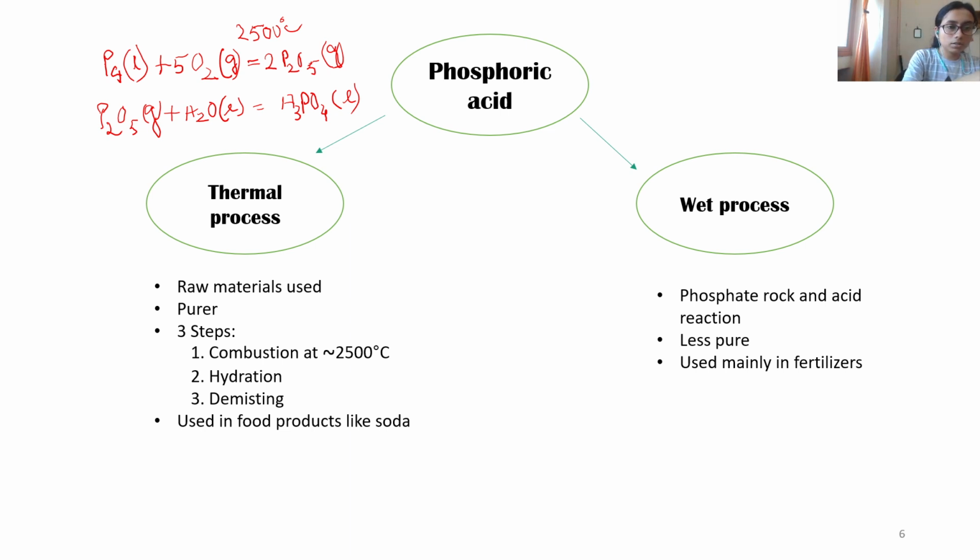Balanced equation, 3H2O. So this is the first step of combustion, where P4 reacts with oxygen to produce P2O5. The second step is hydration, and the third step is demisting. Demisting means some acid will form a kind of mist, which we need to remove, condensing it back to produce acid only. We will liquefy and finally supply.